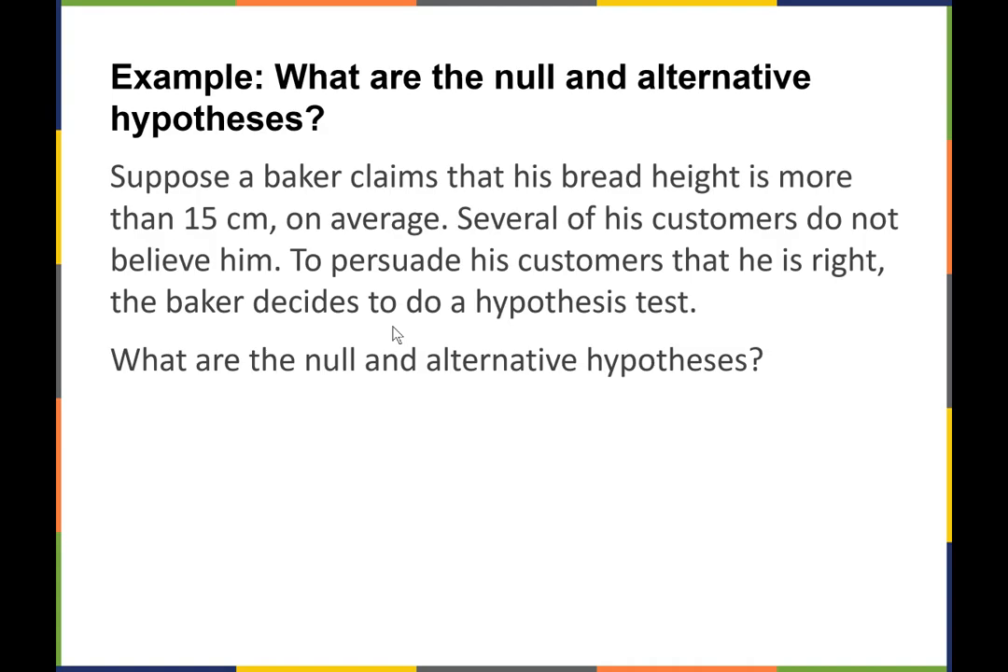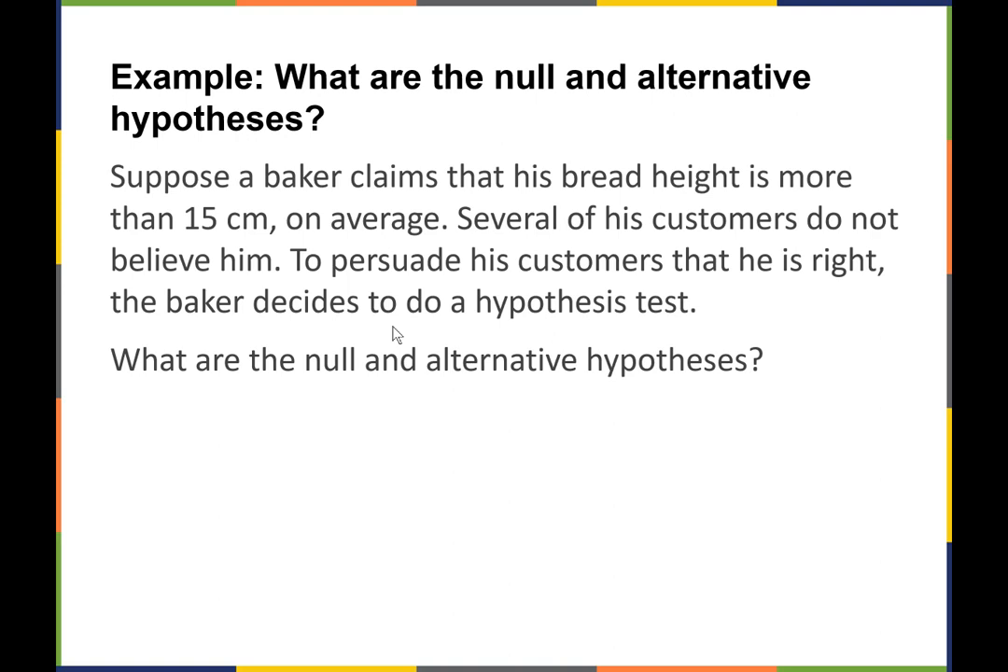Suppose a baker claims that his bread height is more than 15 centimeters on average. Several of his customers do not believe him. To persuade his customers that he is right, he's going to perform a hypothesis test. First step is let's go ahead and figure out what are the null and alternative hypotheses. You've practiced this before. Pause the video and write down the null and alternative hypotheses.